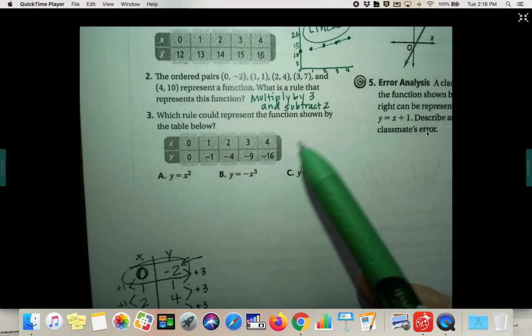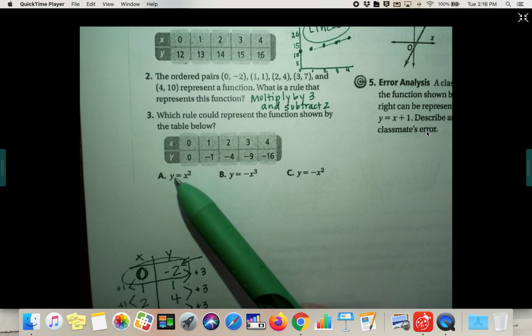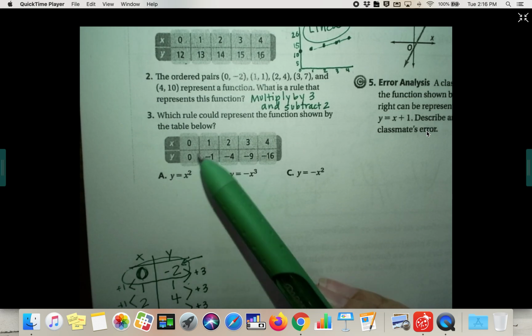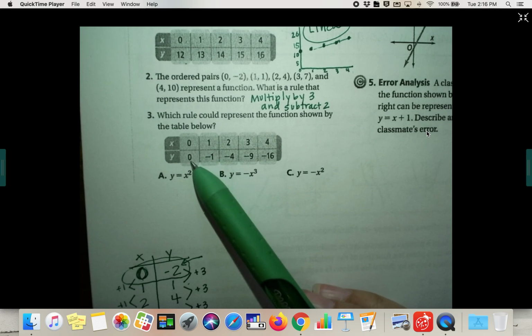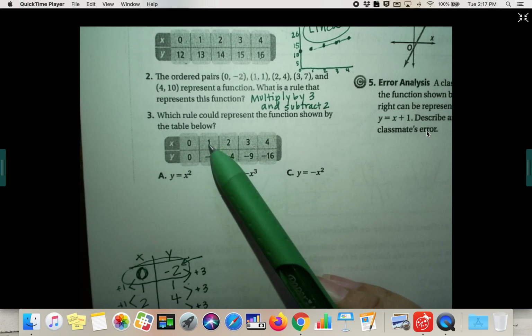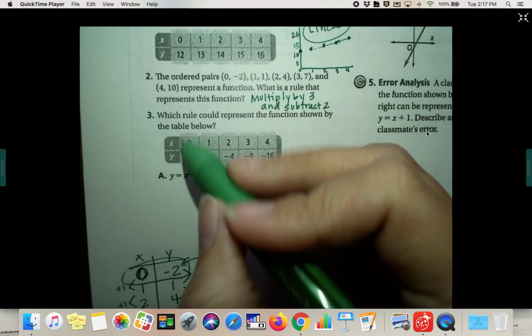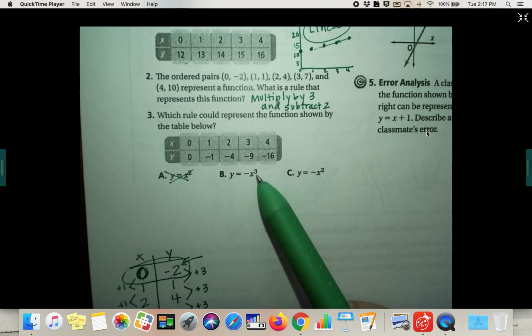Okay, number 3, what rule could be represented? Well, let's see if we can take all of our x's and square them to get our y. So x squared, so 0 squared is 0, that works. 1 squared is 1, and they have it as -1. So this won't work. Let's try to take it and cube it.